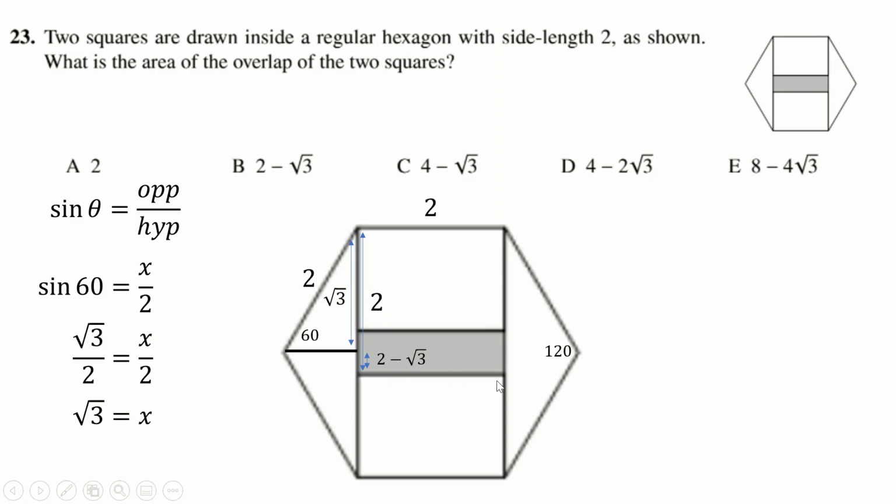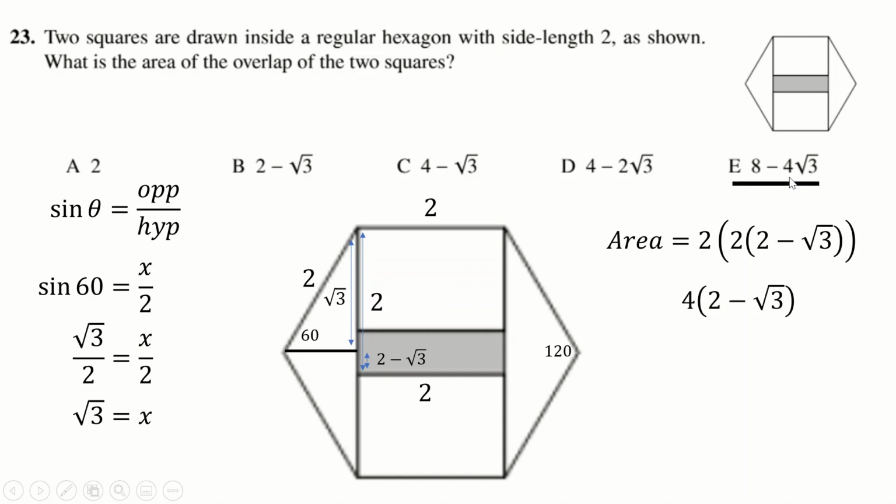The base of this shaded rectangle is 2, because of course it's the same as this. The height is not 2 minus root 3, because that's just this little bit. It's double 2 minus root 3. So the area of the shaded region is 2, which is the base, times 2 lots of this number here in order to get the whole height. Of course, 2 times 2 is 4, and then they expand out, and you get this answer here. Again, really well done if you got that, because that was a tough question, I think.